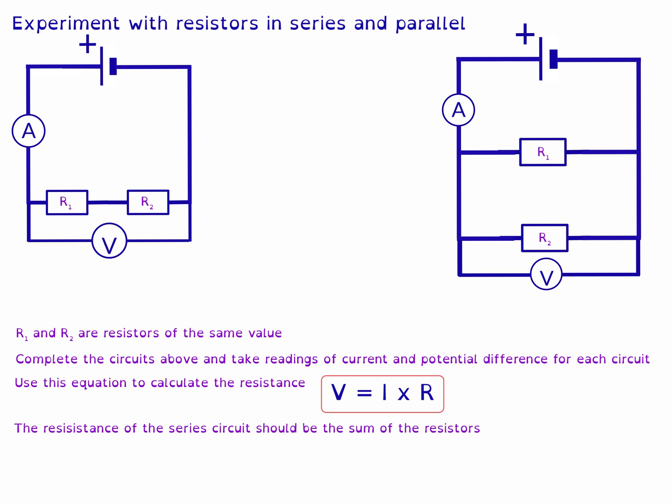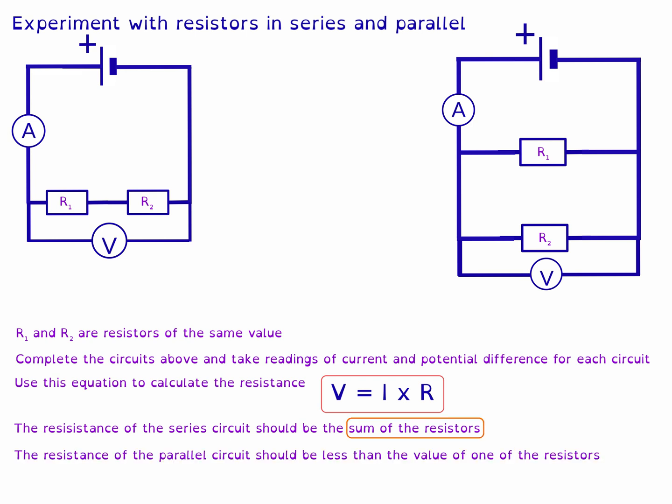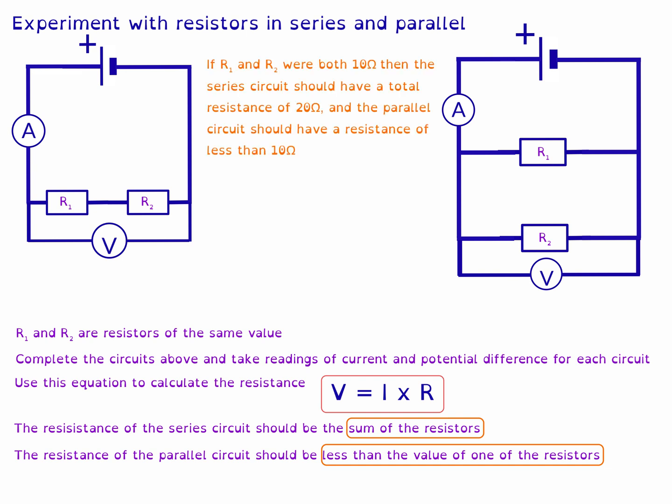The resistance of the series circuit should be the sum of the resistors. The resistance of the parallel circuit should be less than the value of one of the resistors. If R1 and R2 were both 10 ohms, then the series circuit should have a total resistance of 20 ohms and the parallel circuit should have a resistance of less than 10 ohms. And we can check that using our circuits here.